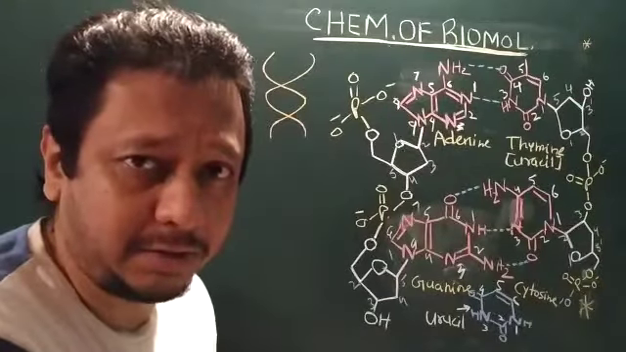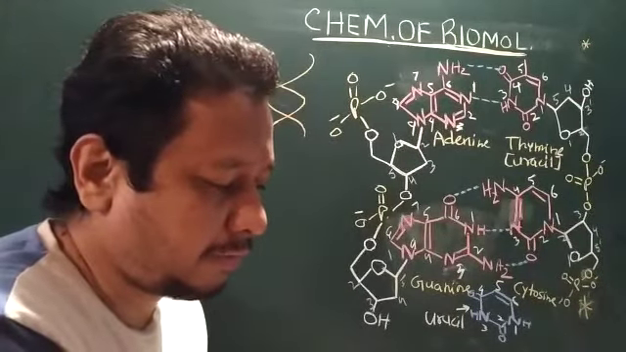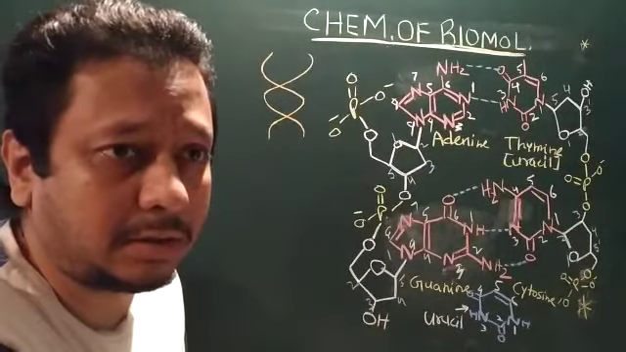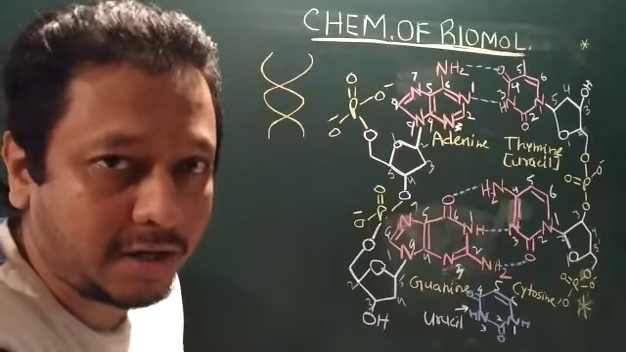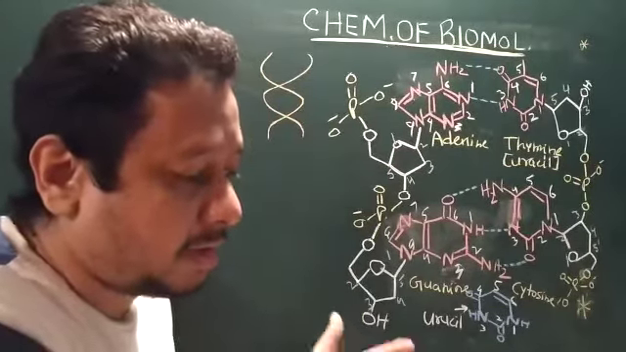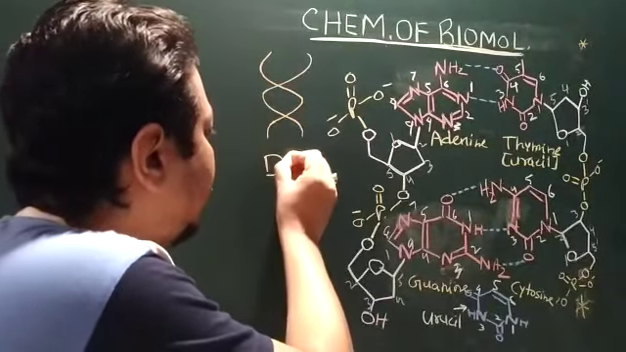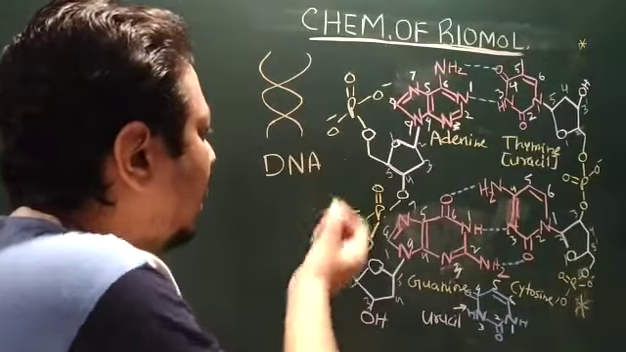Cyclic chirality, please refer to those videos, and especially refer to those videos because I have already discussed the chemistry of carbohydrate over there. Okay, now it is chemistry of biomolecule. Mainly we will cover the DNA and RNA.